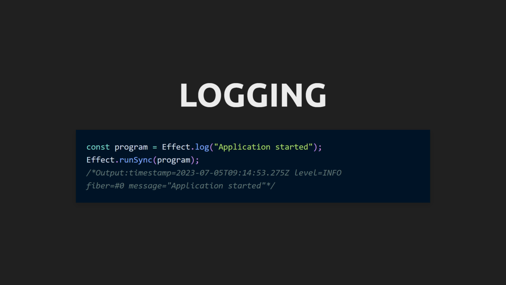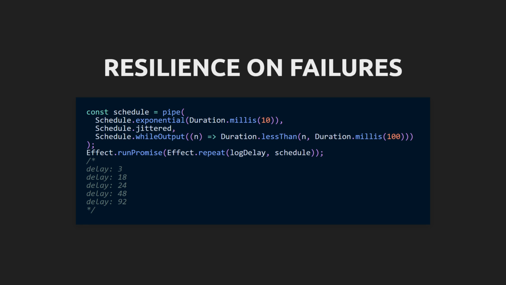Modern applications require observability for us to know what's going on inside them. Effect provides powerful logging capabilities with different levels such as debug, info, warning, and error, as well as the ability to provide a custom logger that can do more than just a simple console.log. Effect provides a powerful and composable scheduling toolkit for when you want to run an effect more than just once.